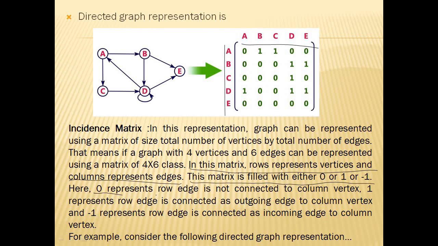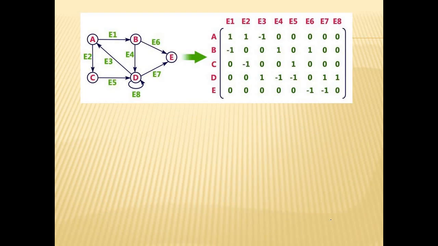Here 0 represents that the row vertex is not connected to the column edge. 1 represents that the row vertex is connected as an outgoing edge to the column edge. And -1 represents that it is connected as an incoming edge. So if connected with an incoming edge, it is represented with -1. Connected with an outgoing edge, it is represented with 1. If we don't have any connection, then it is represented with 0. So here we go with an example.